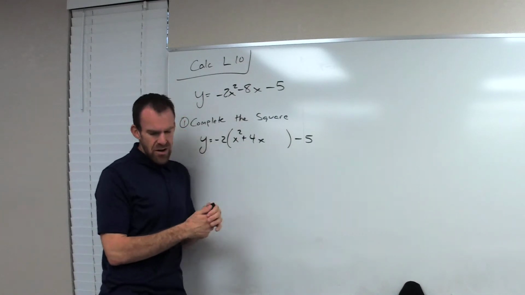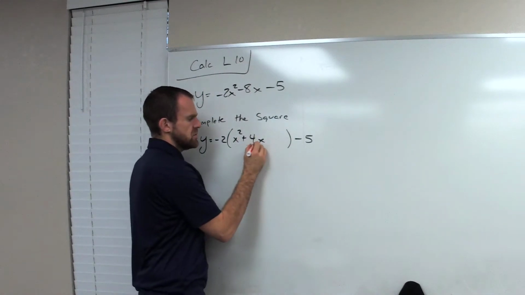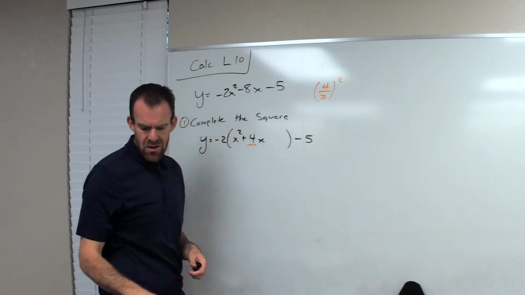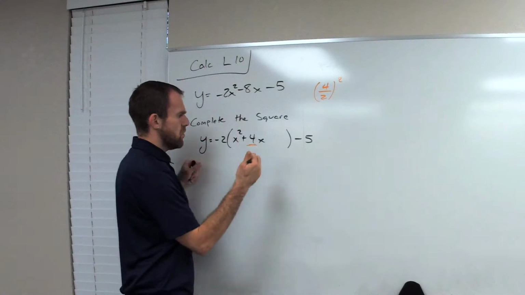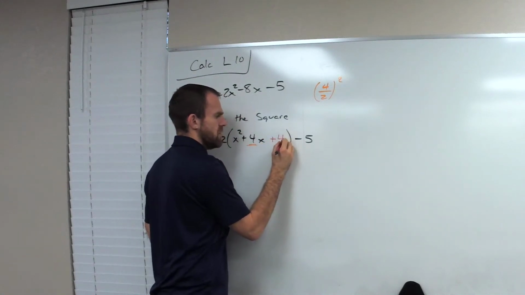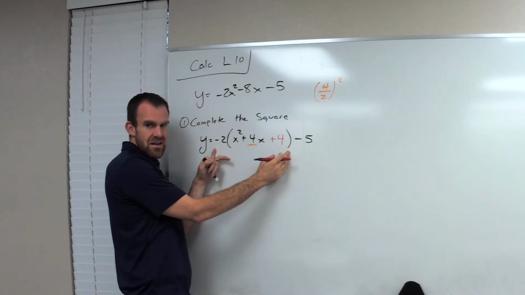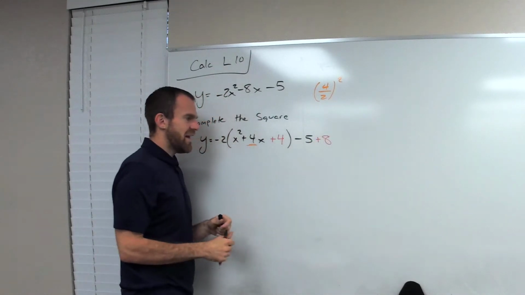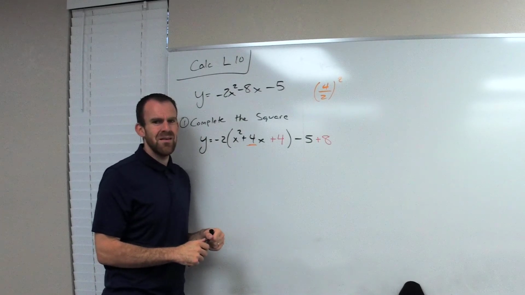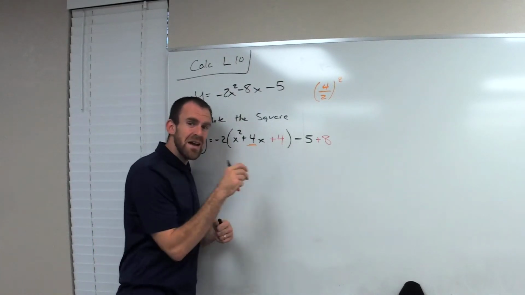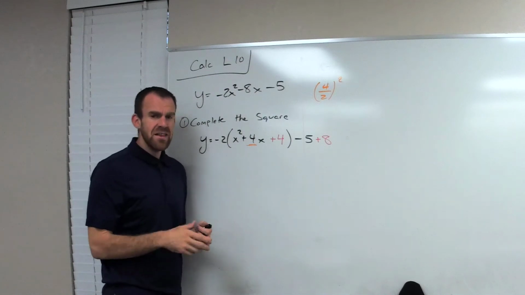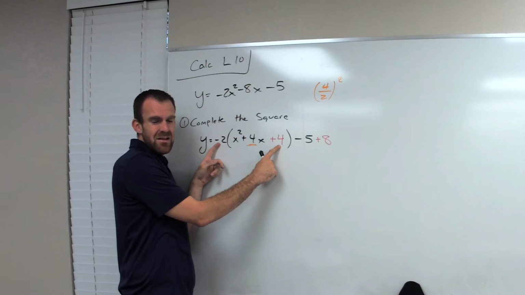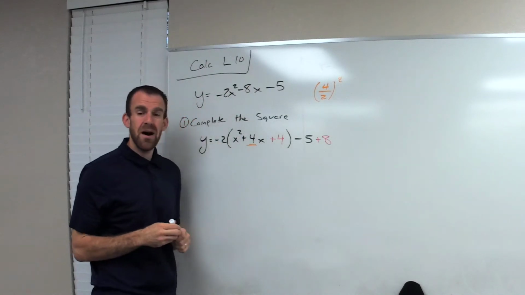Now, we take this number in front of the x, right here, 4, we divide by 2, and we square that. Turns out, 4 divided by 2 squared is still 4. So I'm going to add 4 here. Now, since I've added 4 to this side of the equation, I must also subtract, or in this case, add 8. Now, you might go, Mr. Valena, if you added 4, you need to subtract 4, right? Wrong. The reason why that's wrong is because I've actually added -2 times 4, which is -8. So I must counterbalance that with +8.